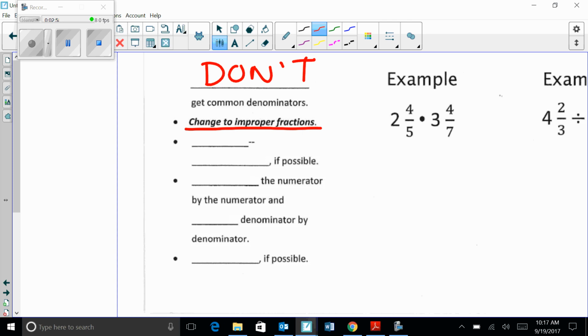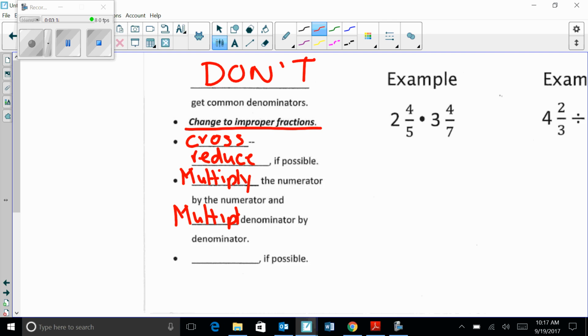We are still going to cross reduce. And we're still going to multiply the numerator with the other numerator and multiply the denominators together. And then, of course, we simplify if possible. Okay, so here's how that looks.